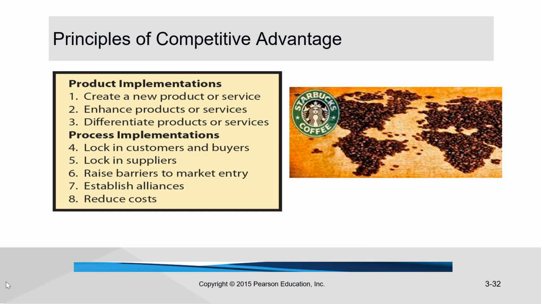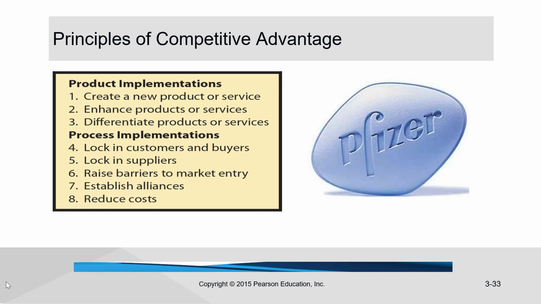Raising barriers to market entry. This is an example of a process implementation that is best demonstrated by the pharmaceutical industry. Maybe not best demonstrated, but certainly evident in the pharmaceutical industry. Barriers to market entry, or patents, I should say, are significant barriers to market entry. So a patent on a new drug like Lipitor it really produces a competitive advantage for the creator of that breakthrough drug.